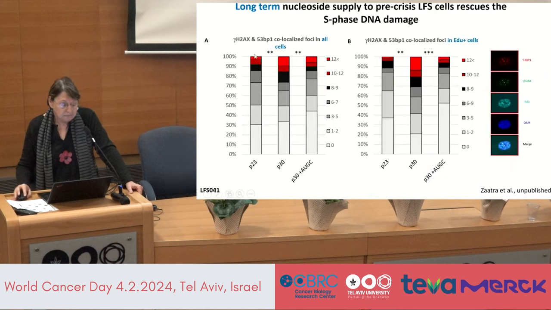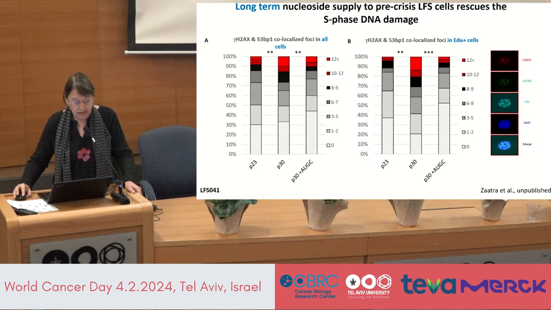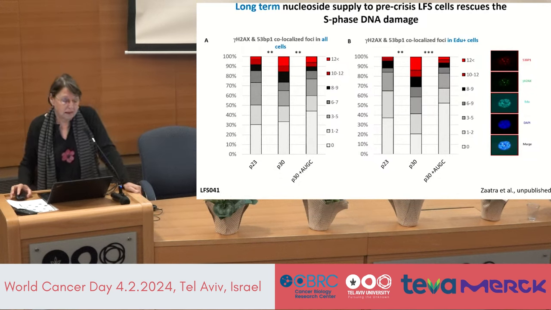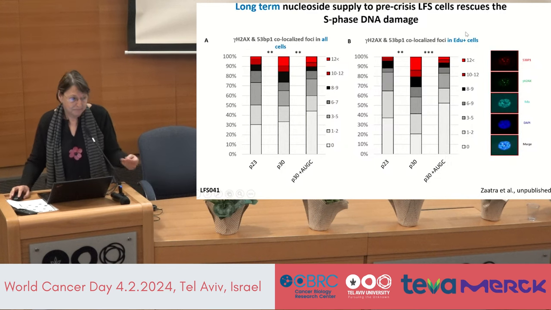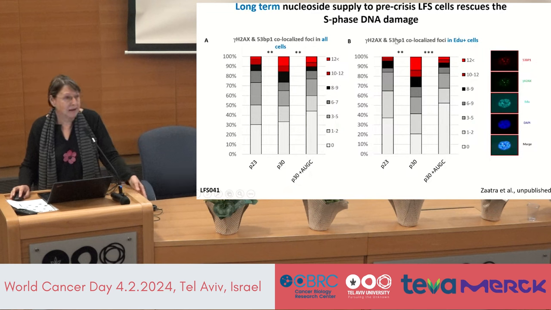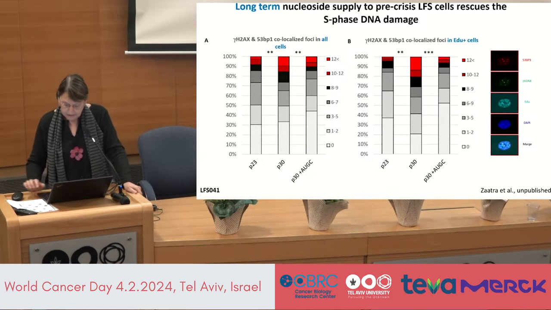And here are the DNA damage results, looking at the phosphorylated H2AX, as we saw earlier. But here we can see another marker of replication-induced DNA damage, which is 53BP1, and their colocalization. We can see here the effect of adding the exogenous nucleoside on all cells in the culture, and we do see a very nice rescue, but it is clear that most of the rescue comes from S-phase cells. So here we are looking at cells that are marked by EdU and the DNA damage markers, and we can see here is passage 30 without the supplementation, and here is passage 30 with the supplementation. There is a huge rescue of the DNA damage.